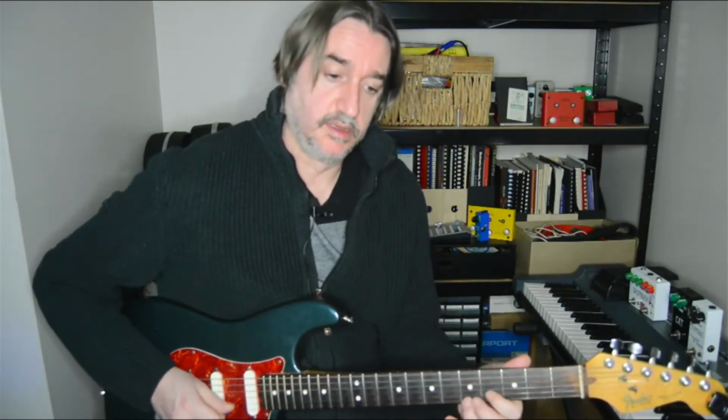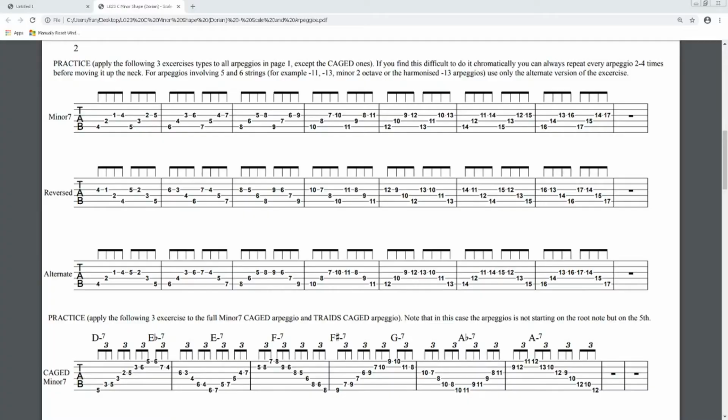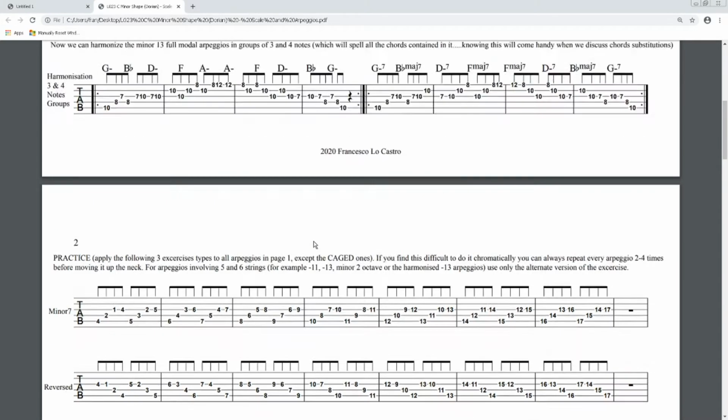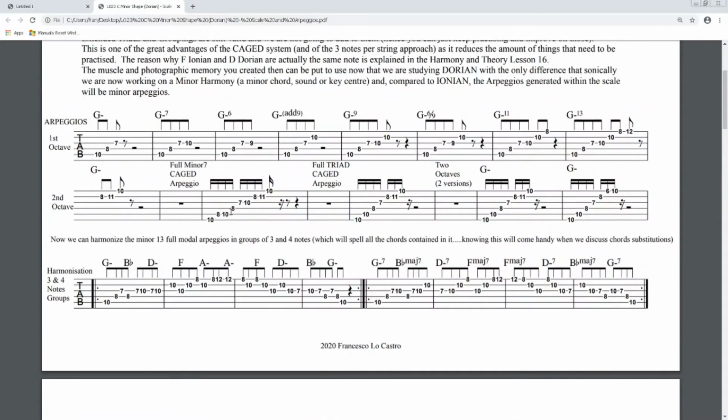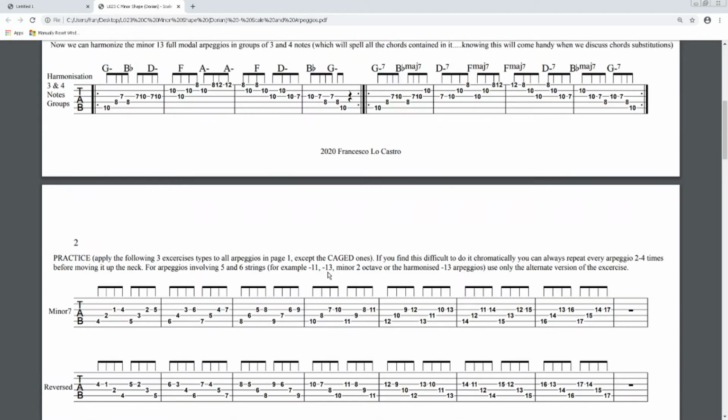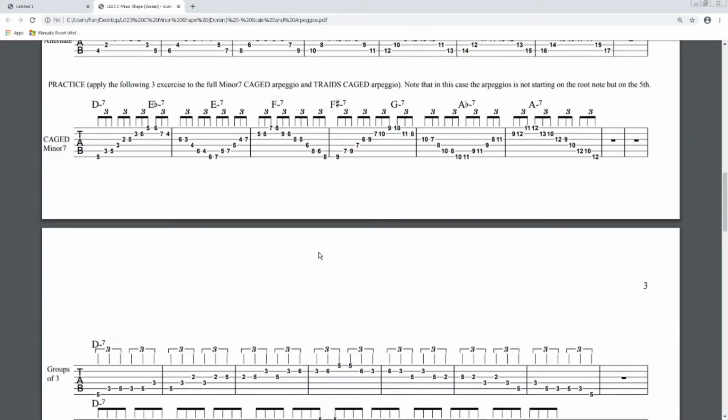That's D. So this is basically a minor 7. I'm using the cage system, and you can do the same with a triad, obviously. As I've written on the PDF, apply the following 3 exercises to the full minor caged arpeggio and triads caged arpeggios. So I'm referring to these 2, 1 and 2. And there are 3 ways of doing it.